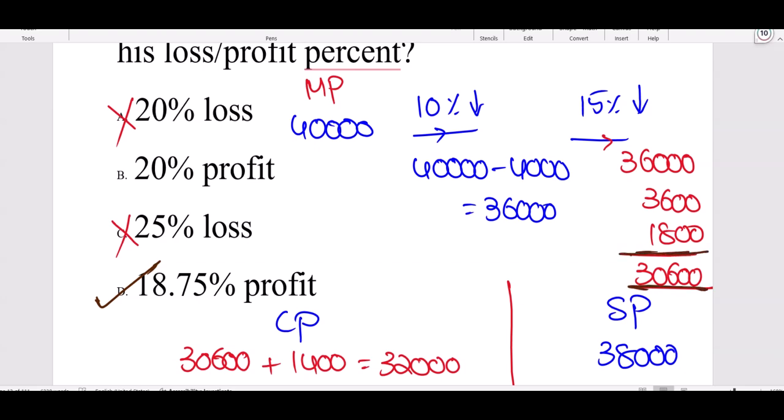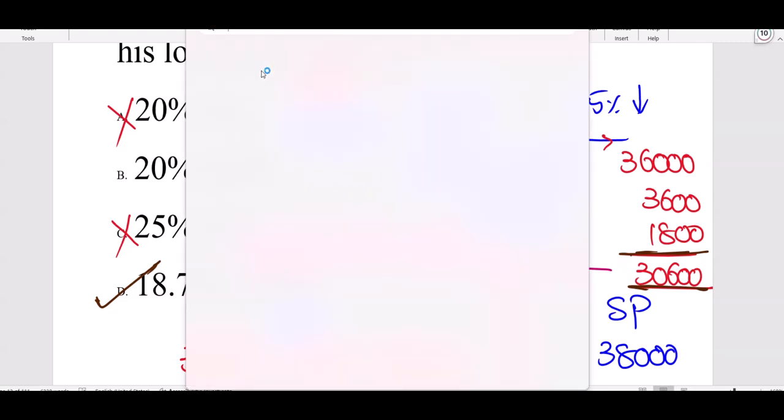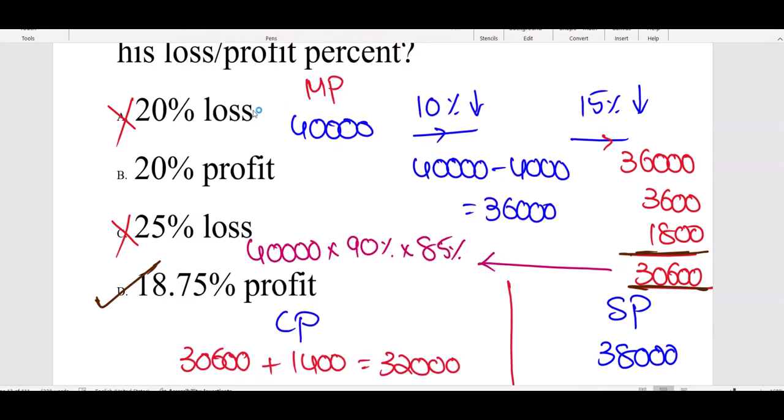Then listen, as a calculator is allowed in the TCS exam, if this is given in the TCS exam, when a calculator is allowed, what can I do? This 30,600 I can obtain directly: 40,000 into 90%. Why 90%? 10% discount. Into 85%. Why 85%? 15% discount. See the calculator now. I'll show the calculation of how it happened.